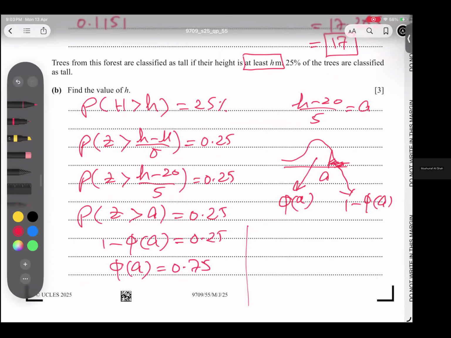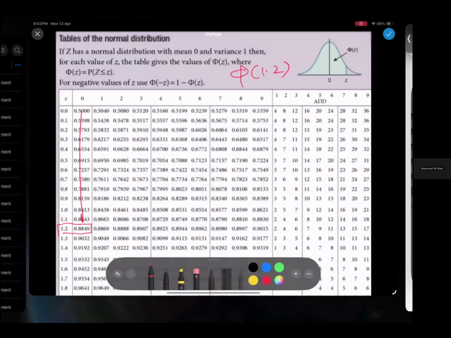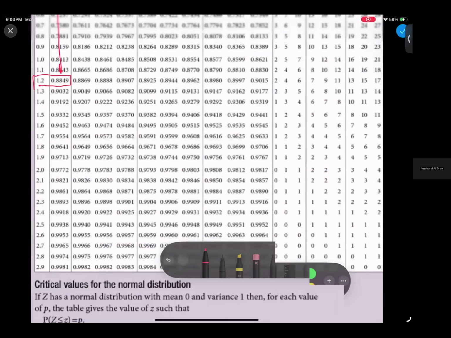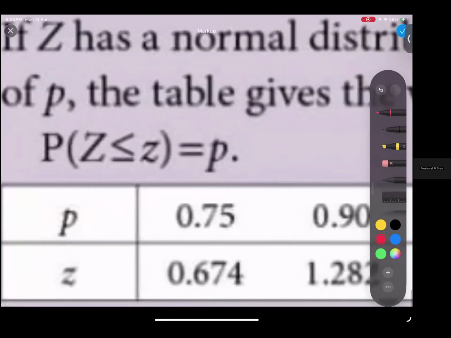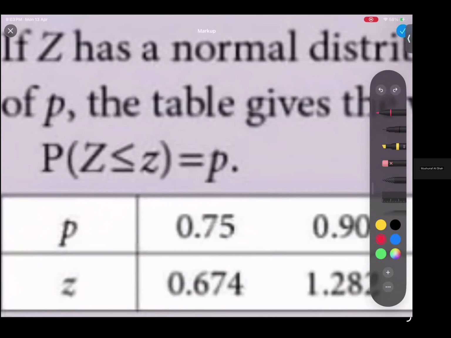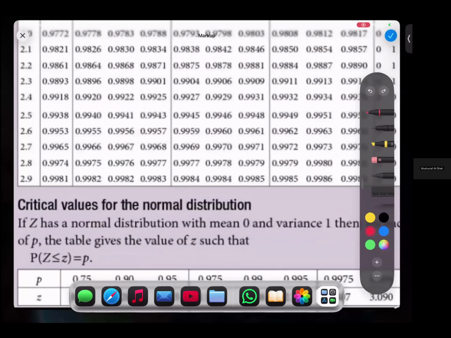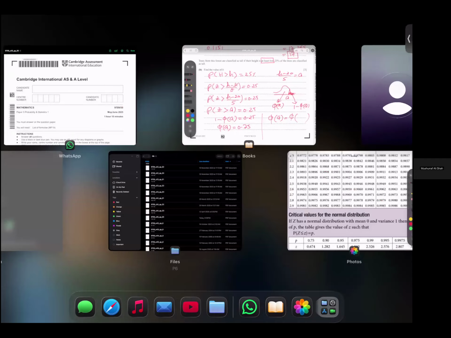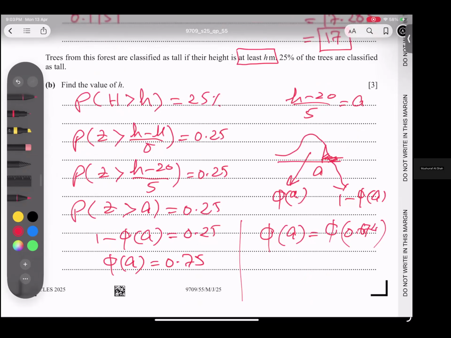This value we look up from the table: phi of what number gives this probability? If we go back, 0.75, such a number is available in the table below. We take it directly because this is a probability. Special numbers are given: 0.674. So 5 cancels out, and we get a value of 0.674.